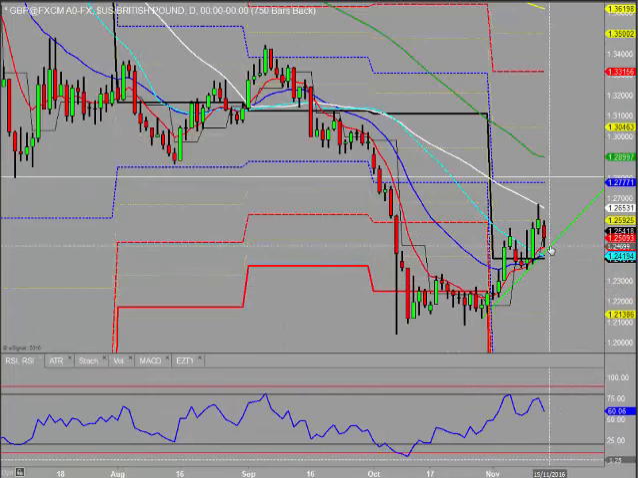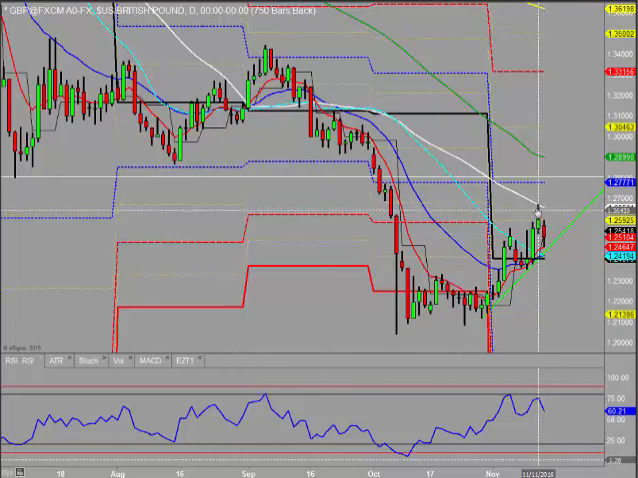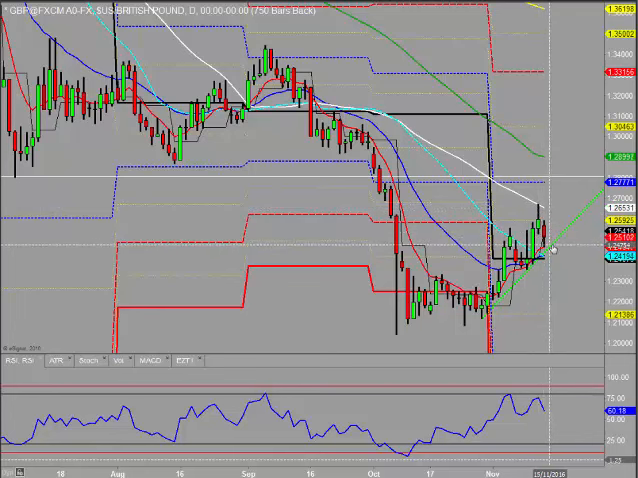Bounce back into the daily 8, so we've come from Friday's highs into the daily 50, which is no surprise to see some sort of reaction back to the daily 8.